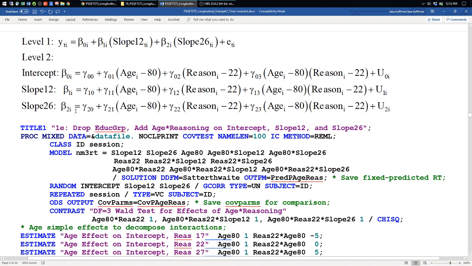So I tested age by reasoning just to give you some more practice with two-way interactions. And by two-way interactions, there's only one of those that I've added. These last two, those are three-way interactions. It's age by reasoning by slope 1, 2, and age by reasoning by slope 2, 6.